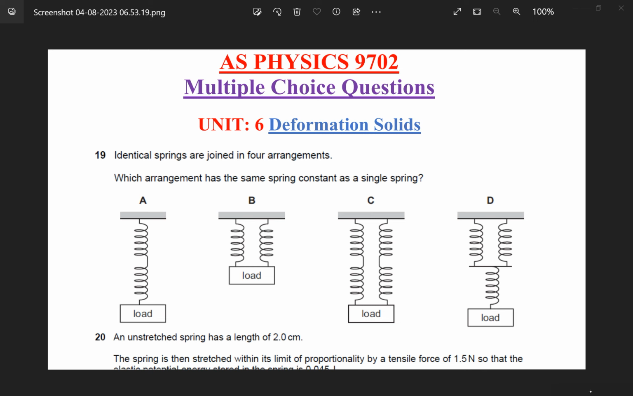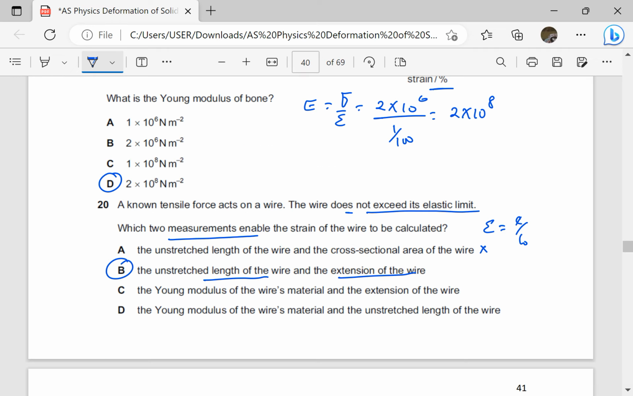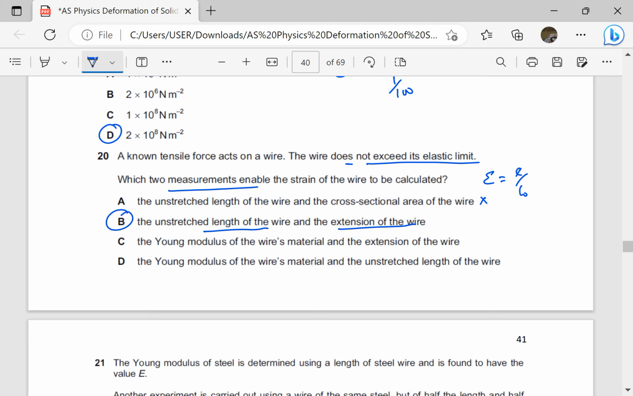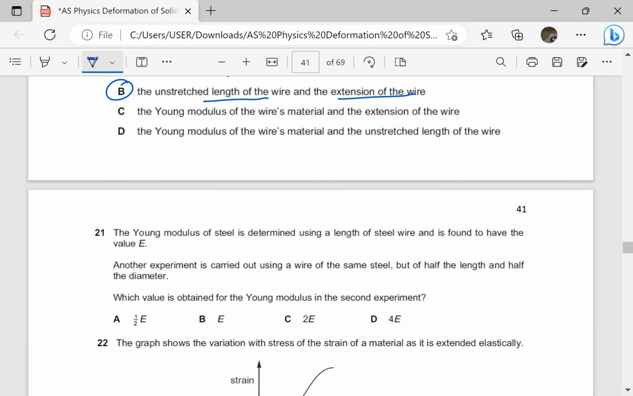Multiple choice questions, AS Physics 9702. This is paper 1, and this is, I think, episode 3 or part 3 of Deformation of Solids. I'm not sure if it is the last part, but it is part 3. So without wasting time, I want to take you to the document and we start solving part 3 from where we stopped in part 2. I think in part 2 we stopped on page 40 and now we move to page 41.